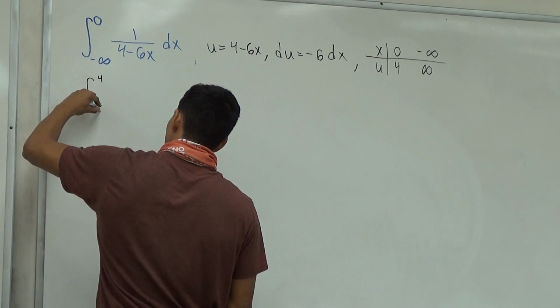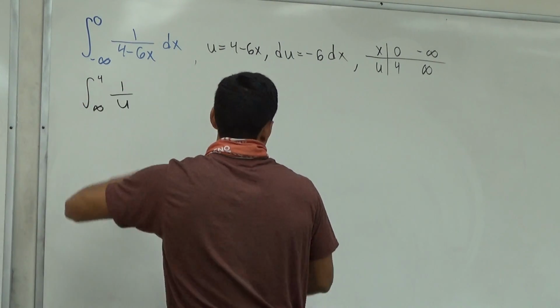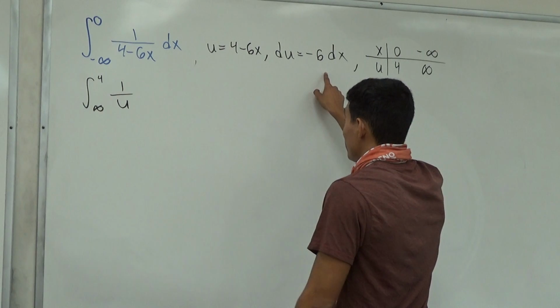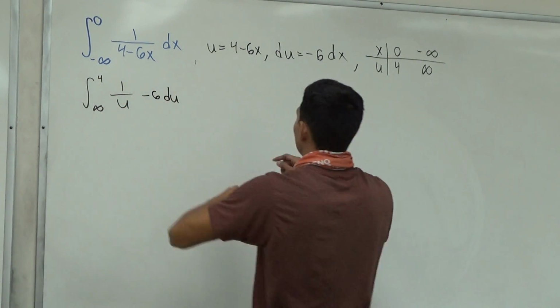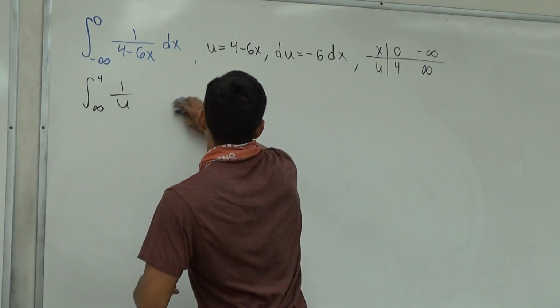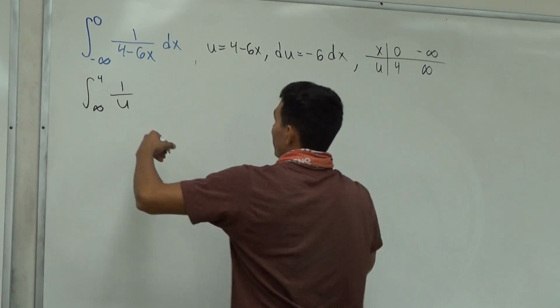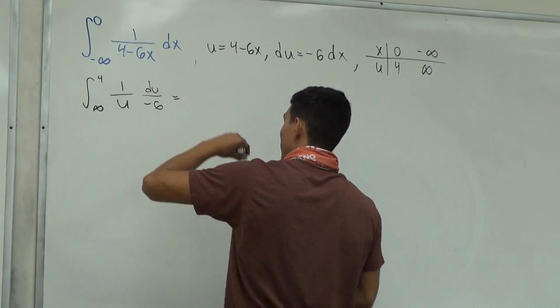Okay. So the new integral is going to look like this. 4 to infinity, 1 over u, and dx is negative 6. My bad. dx is equal to du divided by negative 6. du over negative 6. And now I could just do this.